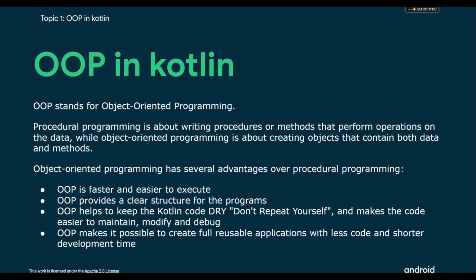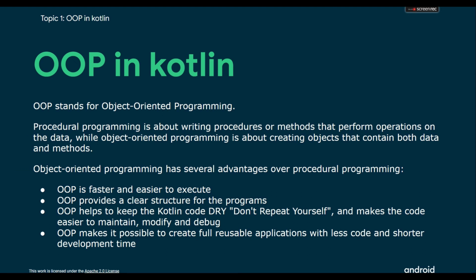Object-oriented programming has several advantages over procedural programming. Let's look at them. OOP is faster and easier to execute. Okay, so OOP is faster and easier for the compiler to execute. OOP provides a clear structure for the program. So when OOP is used, you can clearly understand what exactly the program wants to do. Then OOP helps to keep the Kotlin code DRY.